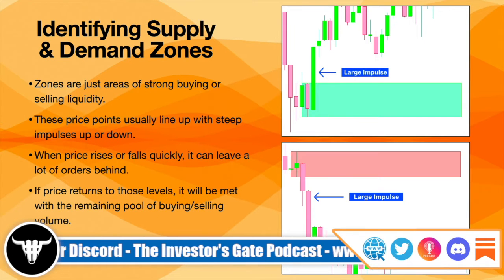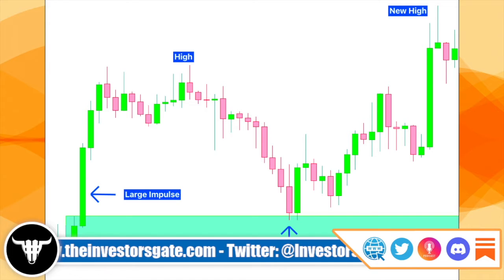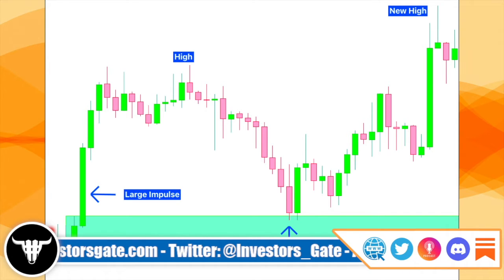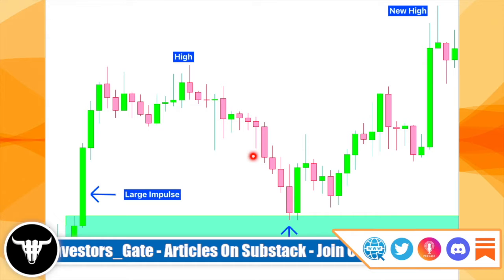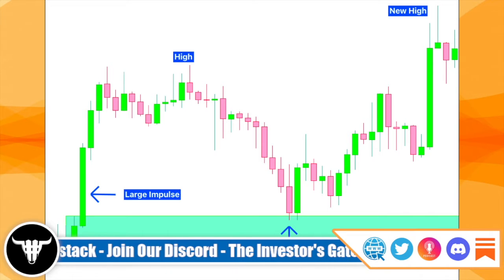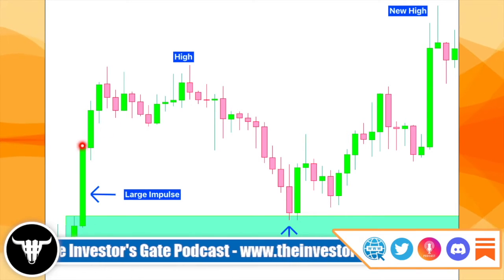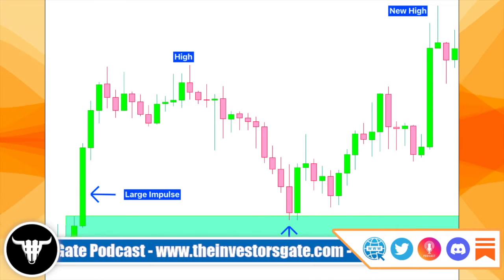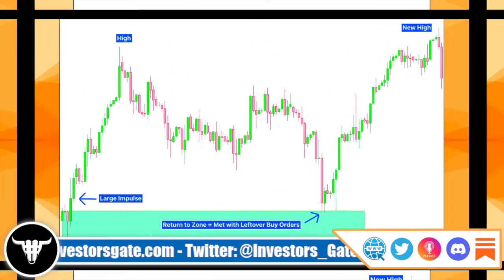So if you're able to find the pools of orders, the liquidity that led to these impulses, you can find the zones. And here's an example. So we have this area right here, consolidation, and then this large impulse that left a lot of imbalance in the market. So we formed this high, and we retraced back to the zone where we were met with these leftover buy orders that led to another impulse to a new high. So you have this pool of buying liquidity that was left over from this large impulse because it happened so quickly. Price returns, gets met with that leftover buying liquidity, and then continues to a new high, busting through the previous one.